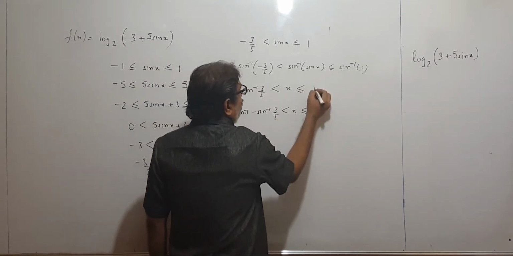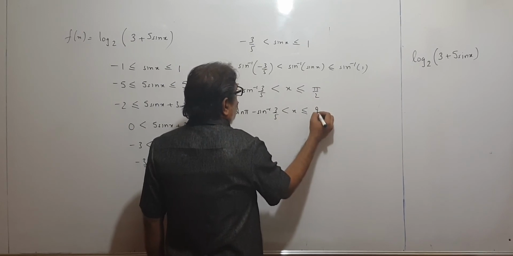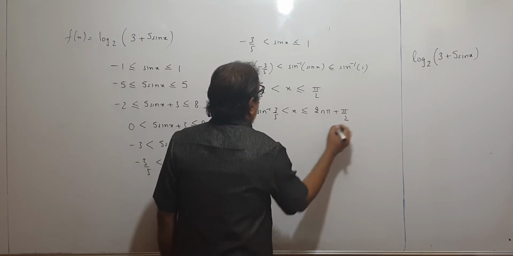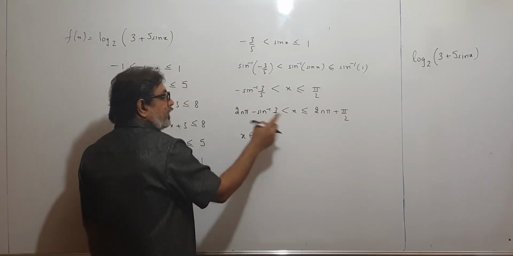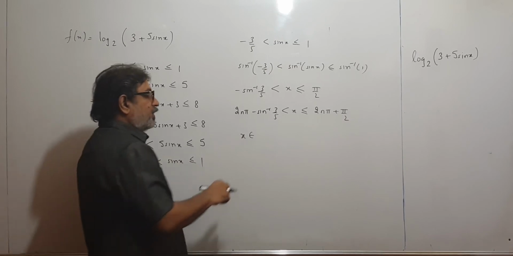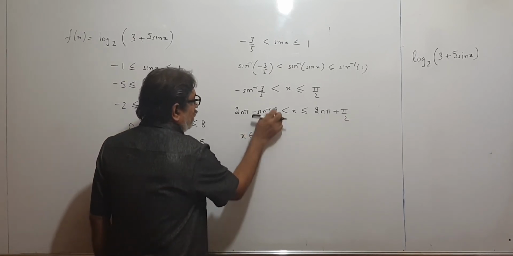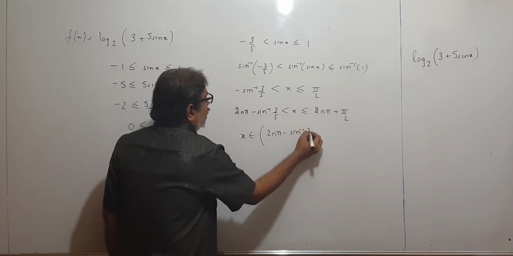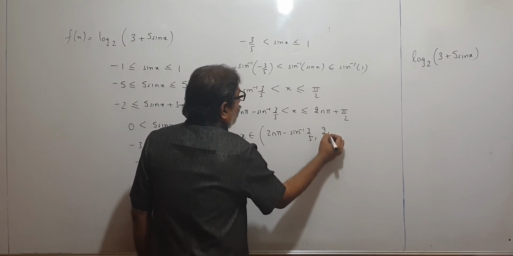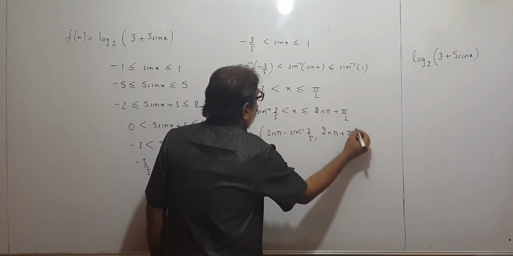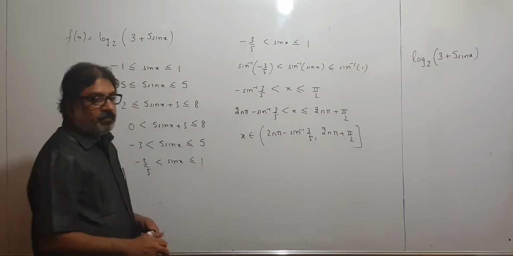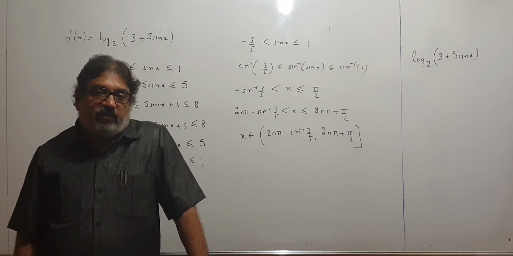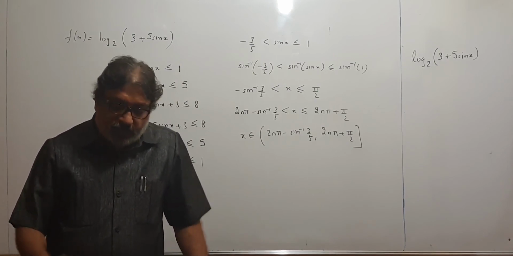sin inverse 1, which means π/2. So this will be 2nπ + π/2. So x will belong to, don't forget to add 2nπ, 2nπ is the period of sine. x belongs to, this will be open because it is only less than, (2nπ − sin inverse 3/5, 2nπ + π/2]. This is your domain. Please pause and copy, and that is all for today. For log, I did at least 10 sums. That should give you good practice. Thank you and God bless you children.